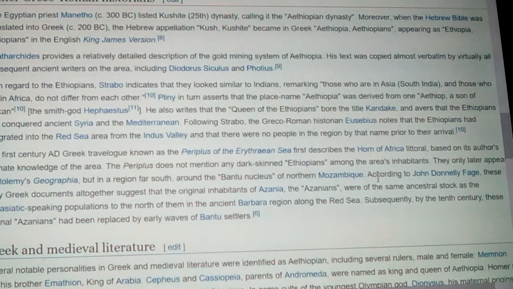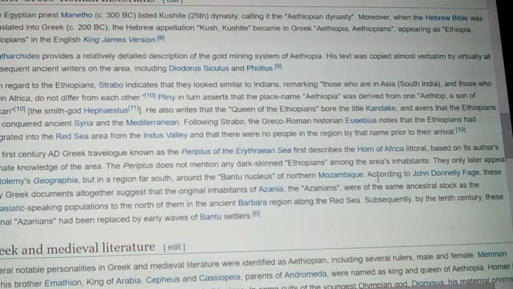Now, he also writes that the queen of the Ethiopians bore the name Candake or Candace, and avers that the Ethiopians had conquered ancient Syria and the Mediterranean. And Candace is a title and not actually her name. When they refer to this Candace, this was actually the name of a queen. It was an appellation that they had put onto queens and so on. And this also is again over in the Persian area that they had come through.